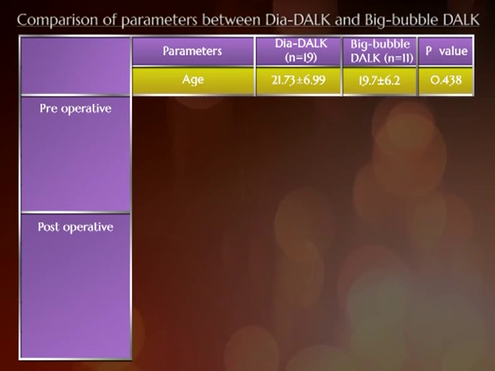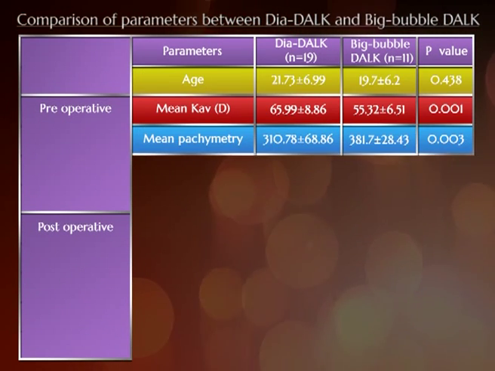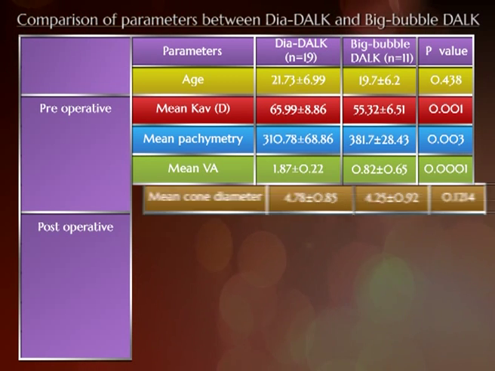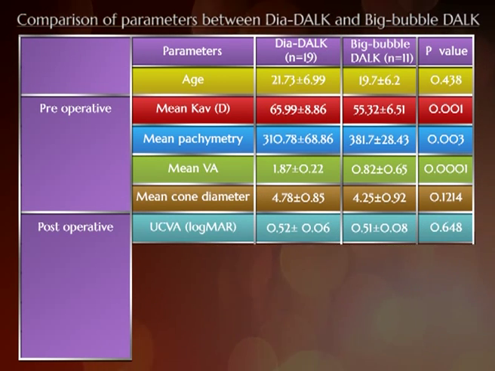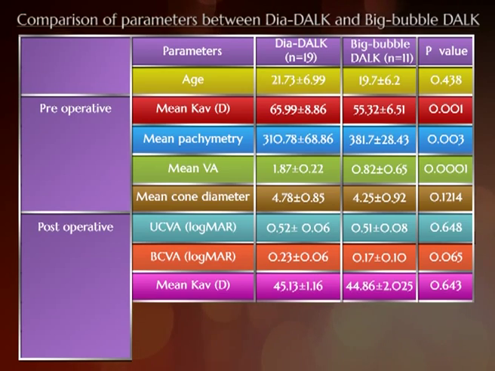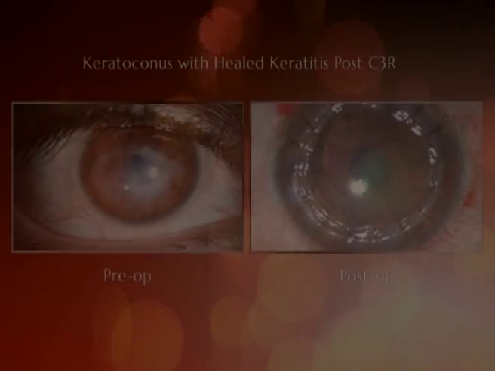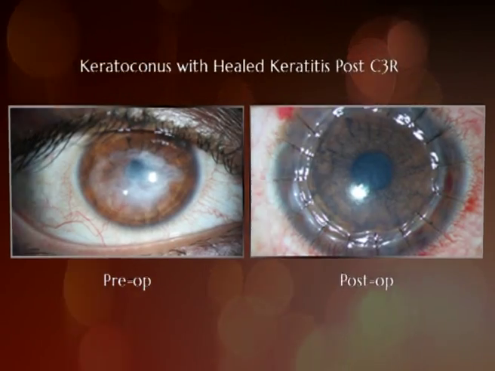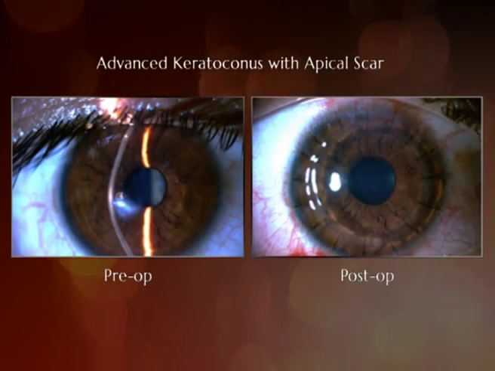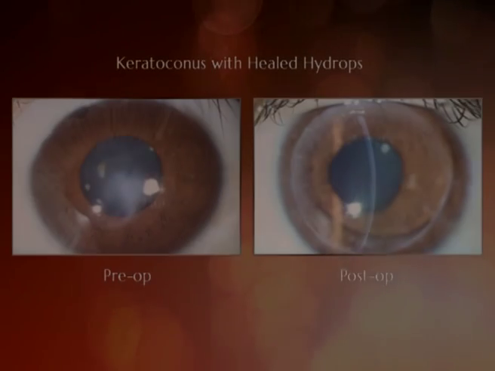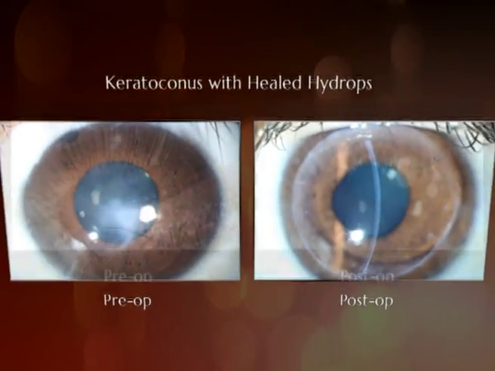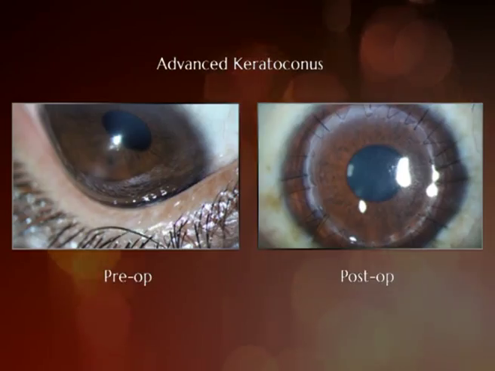The outcomes of cases with DIA-DALK were comparable to those in cases of big bubble DALK in terms of mean logMAR UCVA, BCVA, postoperative keratometry, refractive cylinder, and endothelial cell loss. Our technique of DALK is safe, predictable, and effective for the management of keratoconus and is able to offer visual and refractive outcomes comparable to those of big bubble DALK.